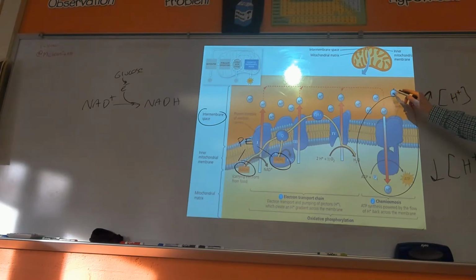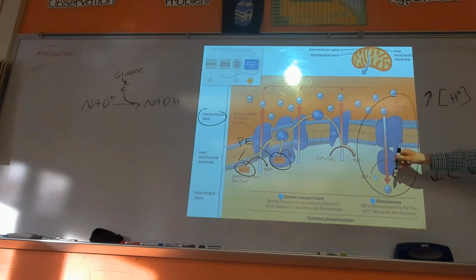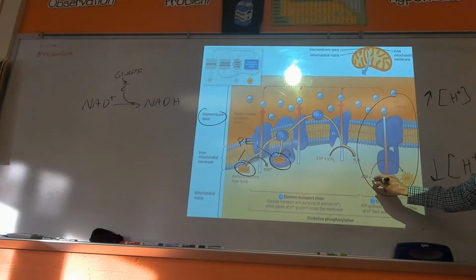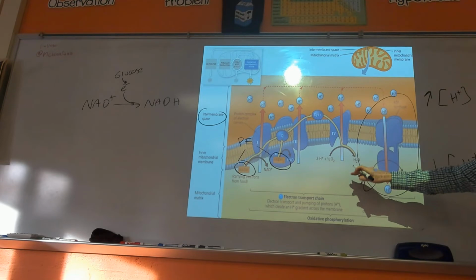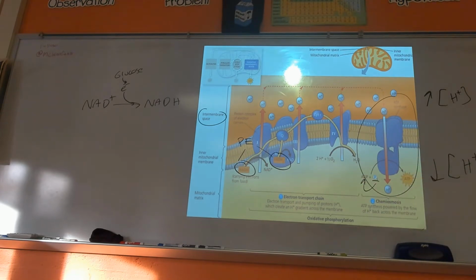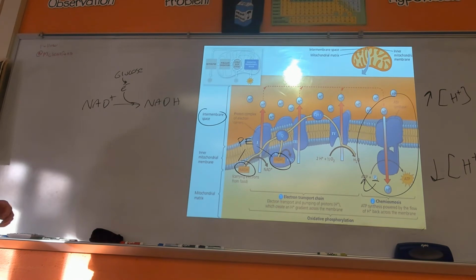These hydrogen ions are going to go from more to less, and the energy of them going down their gradient is going to attach a phosphate group to ADP, thus generating ATP. Really cool process. Really rewarding to make sure you understand that. So then next slide, kind of showing that ATP synthase in more detail.